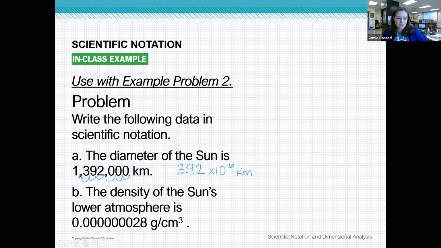Now the other one, here's my decimal to start. I need it to end right here. So I'm going to start hopping and then I'm going to figure out how many hops that was. So we're going to start at this decimal over here. We're going to go 1, 2, 3, 4, 5, 6, 7, 8, and it started off small, so it's going to be negative 8. I'm going to write the digits with my decimal after the ones place, and I'm going to bring my units, grams per centimeter cubed, so that's a density.